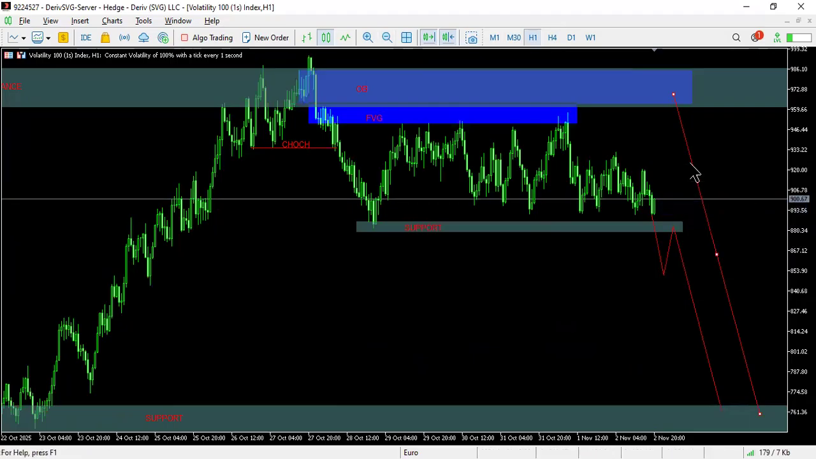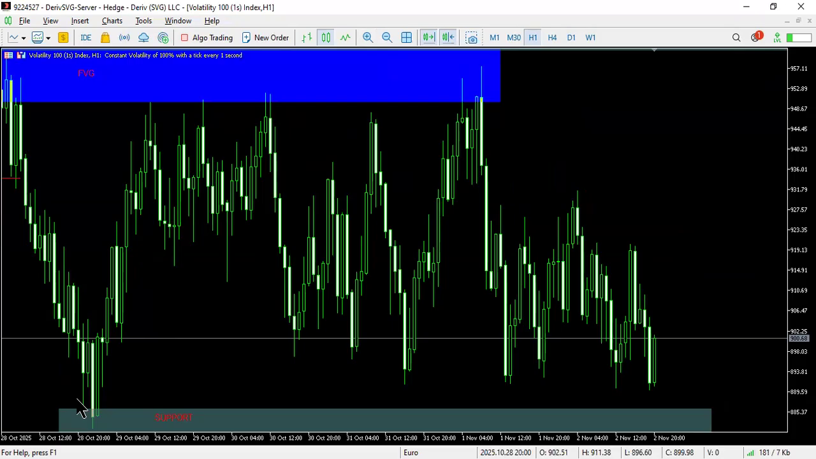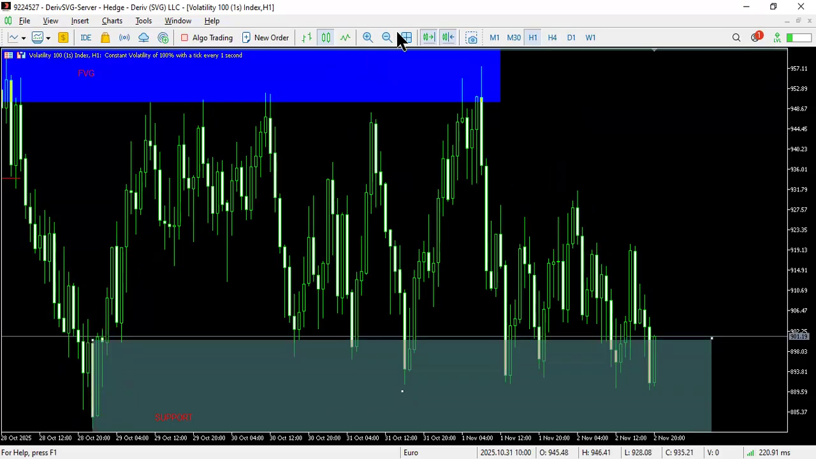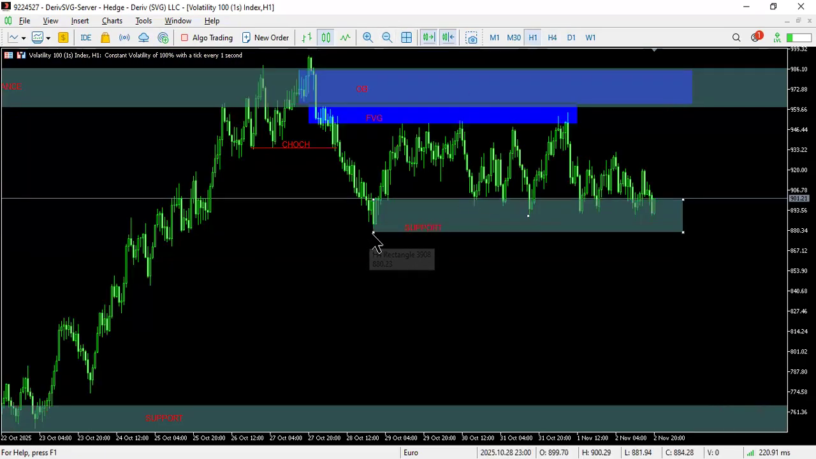We just remove that. So you can see price is ranging between this support and that resistance. We're just going to be observing to see if we can get a breakout, whether a breakout to the downside or a breakout to the upside. We'll just see, since price is at that support level.